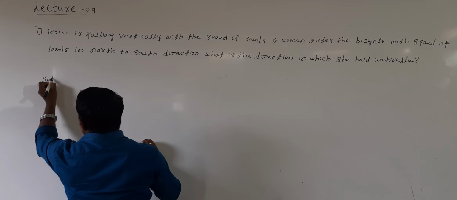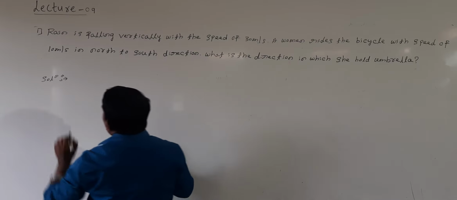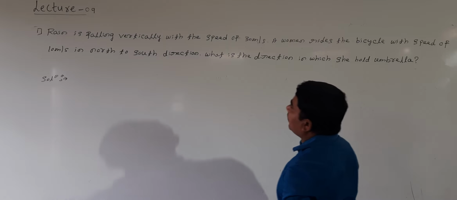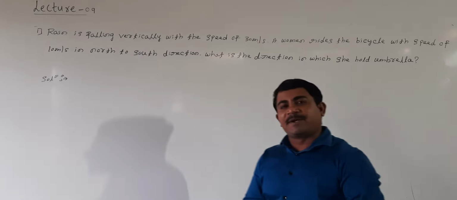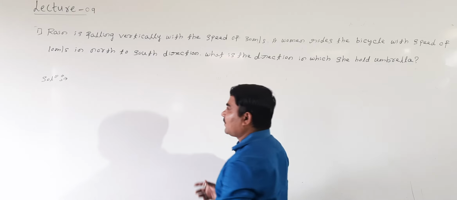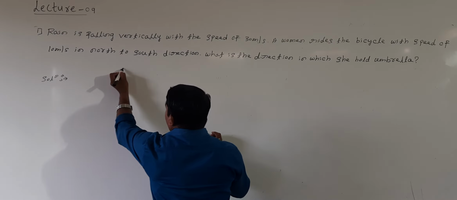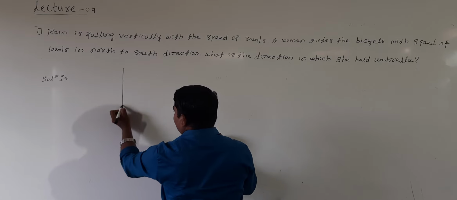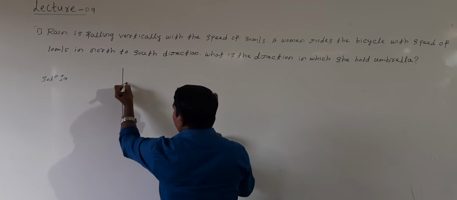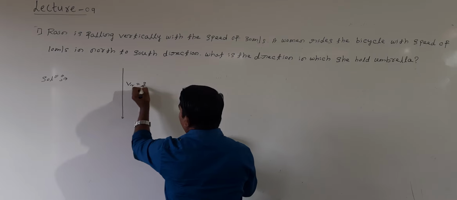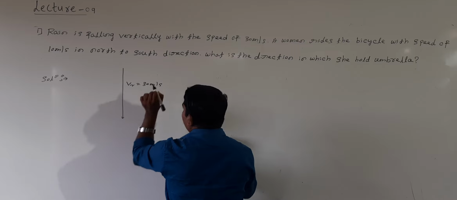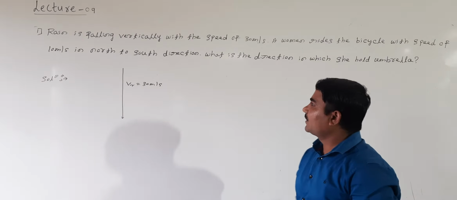Look at the solution. Rain is falling vertically with a speed of 30 meters per second. How is the rain falling actually, students? Look at me. It is the rainfall, 30 meters per second. We call this VR, equal to how much? 30 meters per second. Correct.